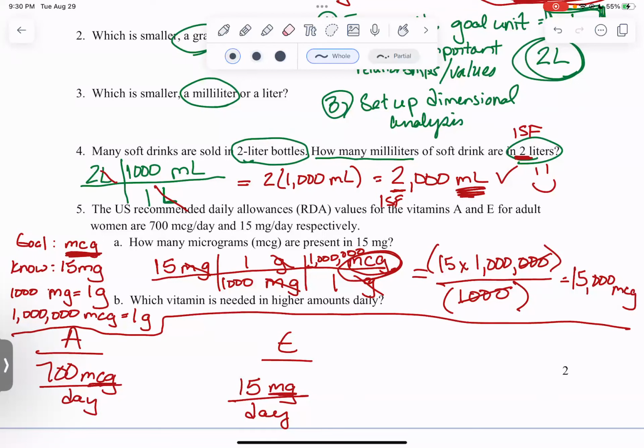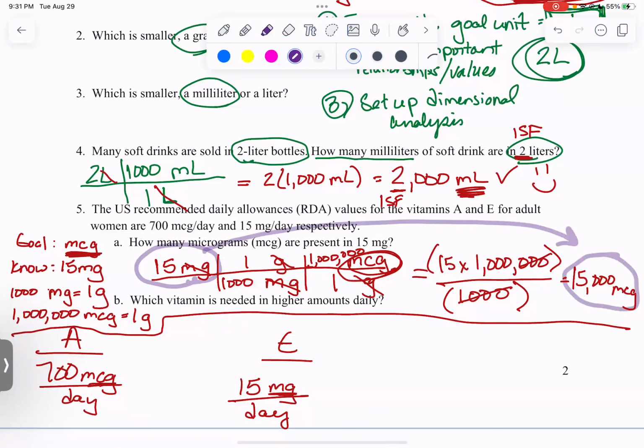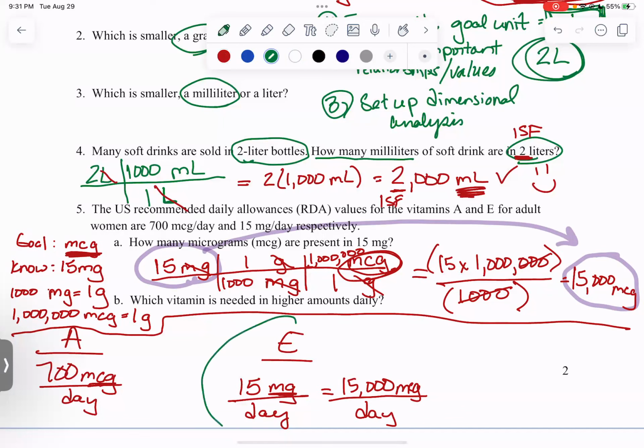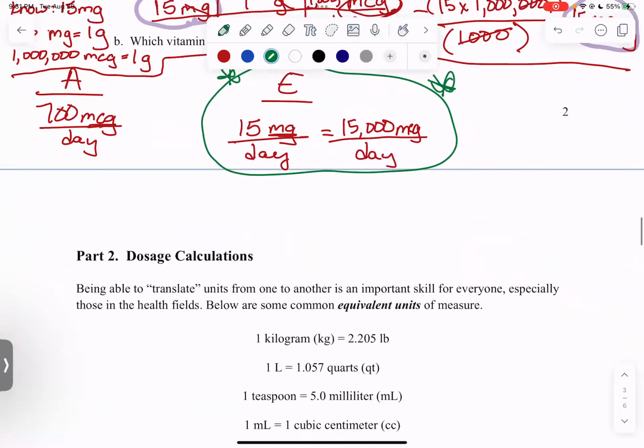But what I just did in that problem is that I converted my milligrams into micrograms. So knowing that, I can now convert 15 milligrams to 15,000 micrograms mcg per day, right? So now which one's bigger? Well, obviously here, vitamin E we need more of in higher amounts. So just keep practicing and keep following that method.